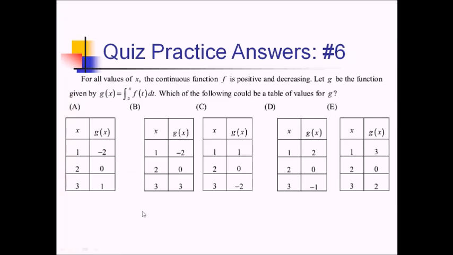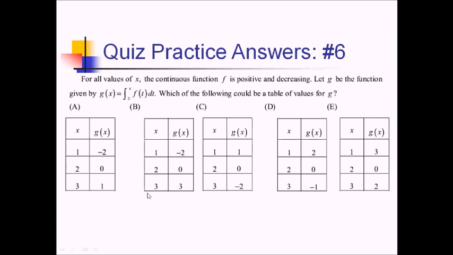For this problem, for all values of x, the continuous function f is positive and decreasing, which is kind of interesting because it stays above the x-axis, but it's decreasing all the time. G is a function given by the integral from 2 to x of f. Which of the following could be a table of values for g?